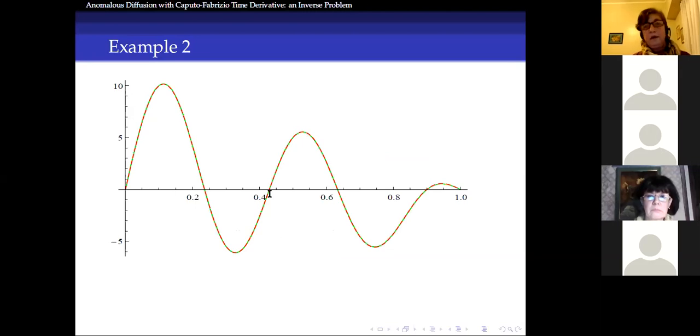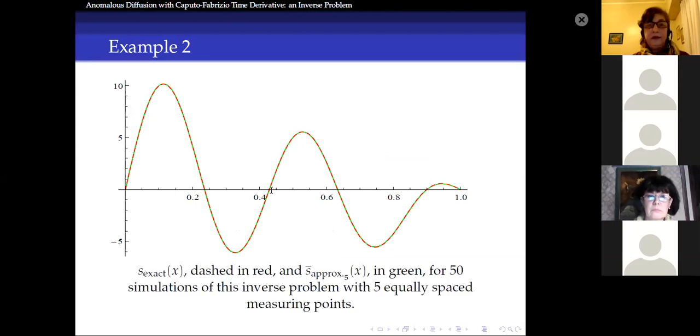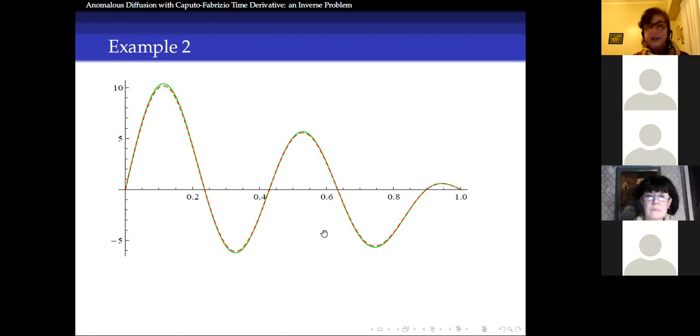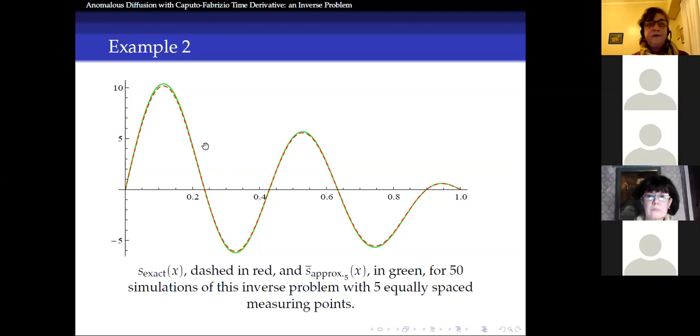This one is in red the exact solution, and in green the approximation. It's very good. The approximation is very good. This is for six terms. Five terms is better.